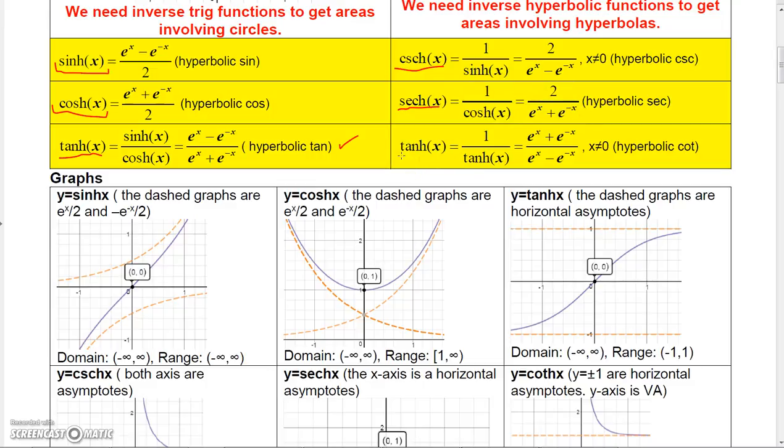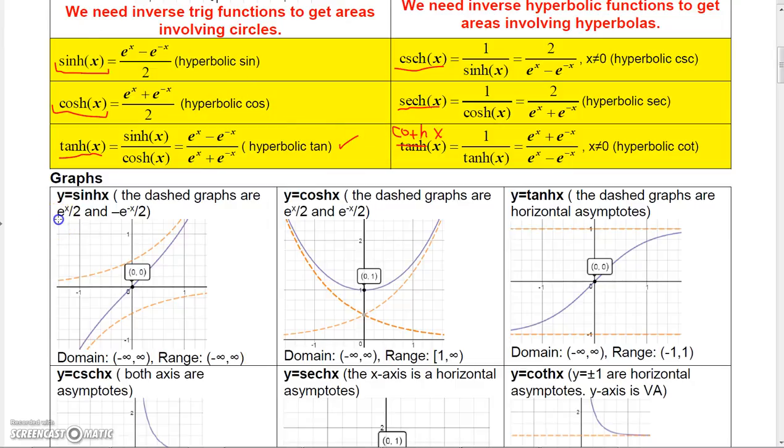And of course the hyperbolic cotangent, which should say coth there, not tangent. So the hyperbolic cotangent of x would be 1 over the hyperbolic tangent, so you would just take the reciprocal of what we got over here to get the hyperbolic cotangent.